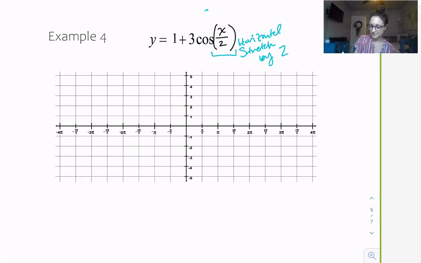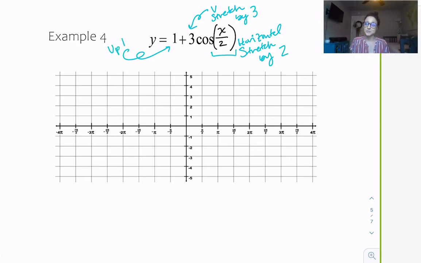What does the 3 do on the outside? This is a vertical stretch by a factor of 3. And then what does the plus 1 do? Plus 1 moves this up 1, right?